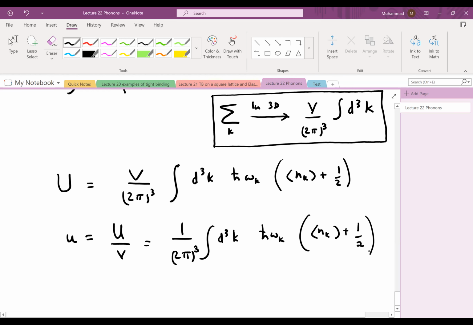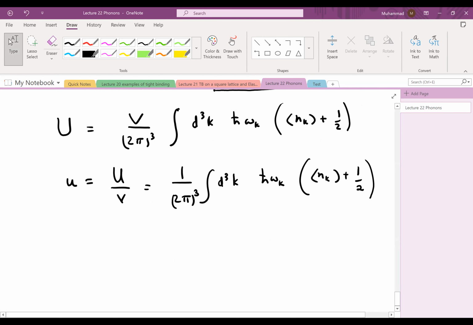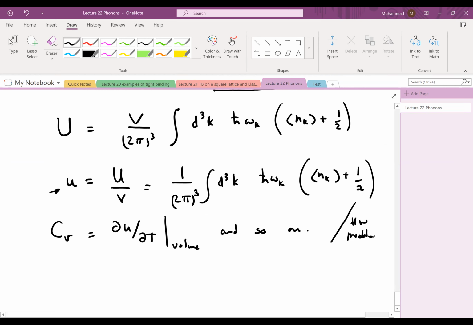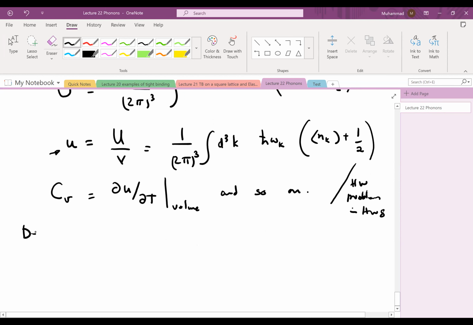All right. And from this total energy, I can always find the heat capacity at constant volume, and so on. One thing I would like to mention here, and this is probably in some homework problems in homework number 8, is the concept of the density of states, as applied to these phonons.